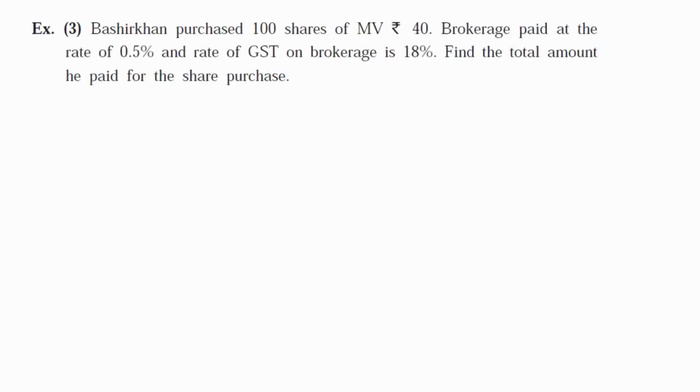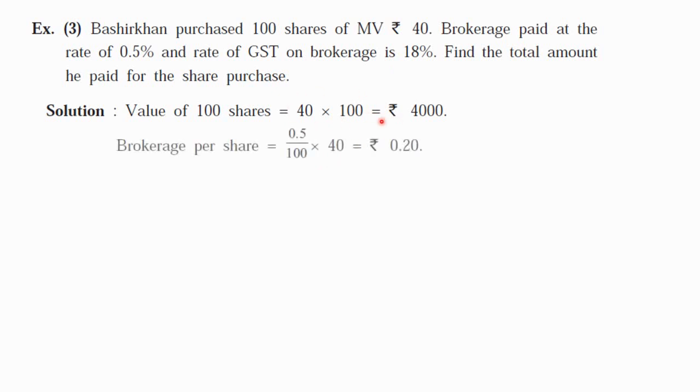Bashir Khan purchased 100 shares of market value rupees 40. Brokerage paid at the rate of 0.5% and rate of GST on brokerage is 18%. Find the total amount he paid for the share purchase. The value of 100 shares will be 40 into 100, as 100 shares are purchased and 40 is the market value of each share. So the total amount invested will be rupees 4,000.